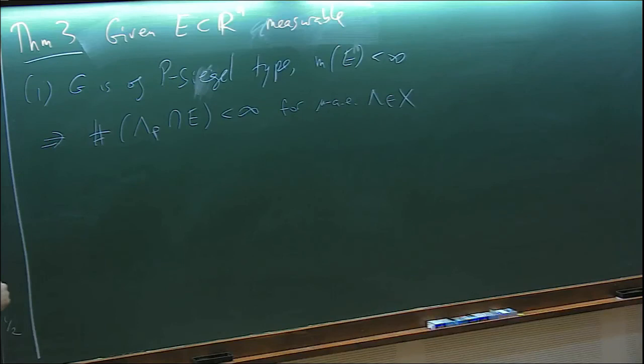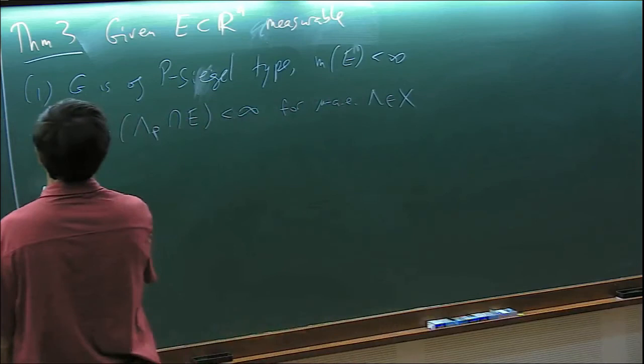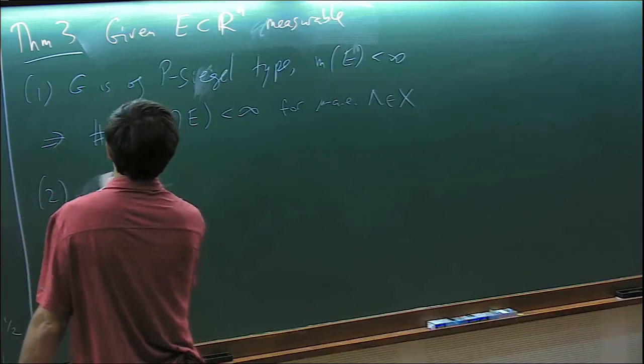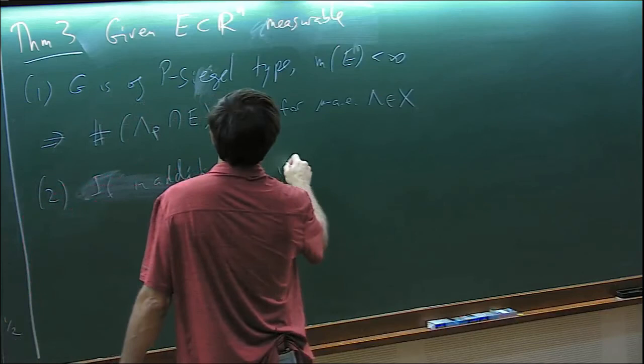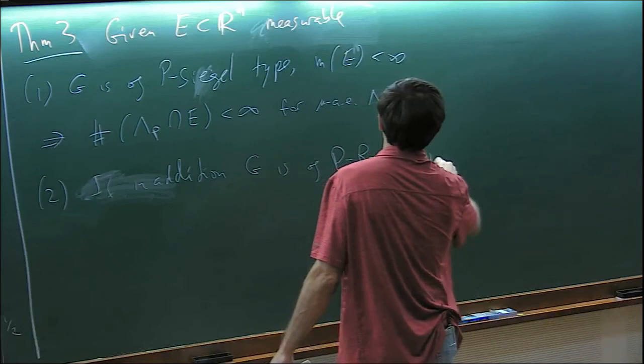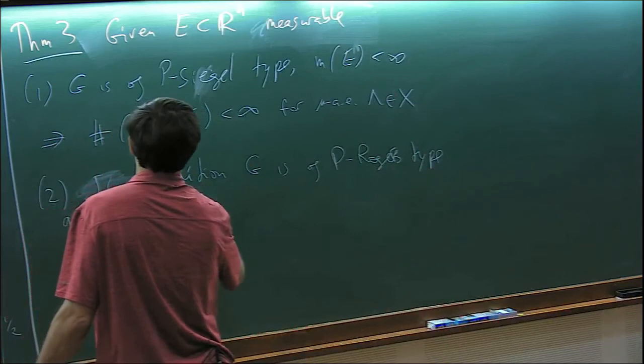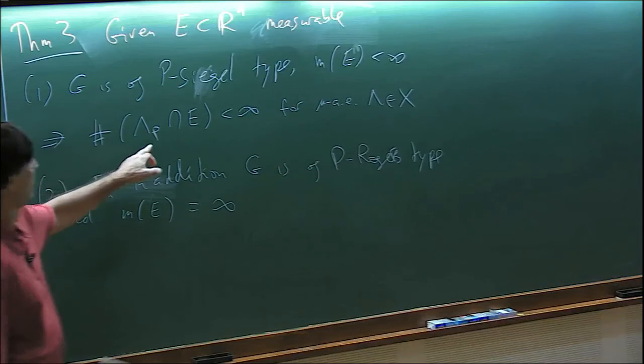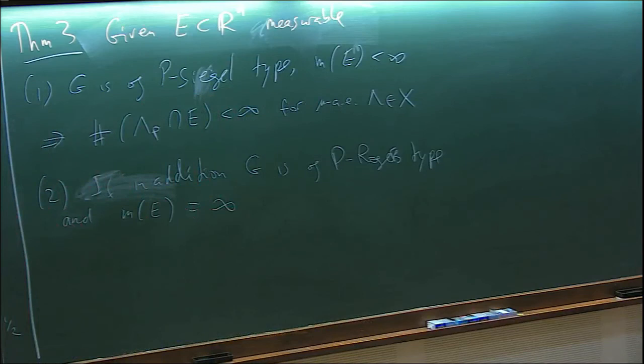Maybe I'll draw a picture. And now if G is in addition of P Rogers type, and the measure of E is infinite. Yes, m, we have m and we have mu, right? So this is very important. We have two spaces. We have space Rn, and m is just Lebesgue measure. And we have the space of lattices, and we have a probability measure there, I denote it by mu. Maybe I should write it here.